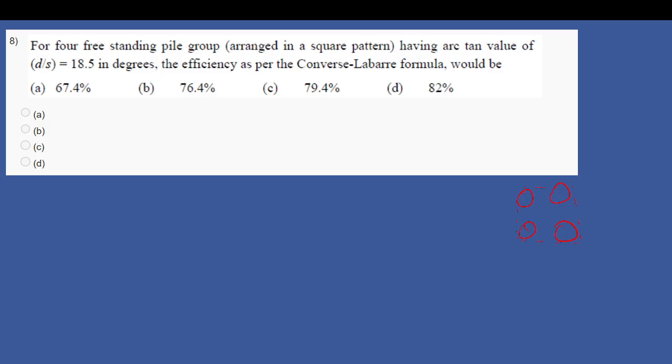Yes, sir. d by s is 18.5. So 1 minus tan inverse 18.5, into (1 into 2 plus 2 into 1) upon 90 into 2 into 2.